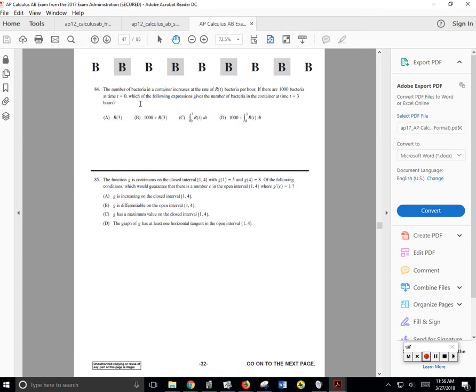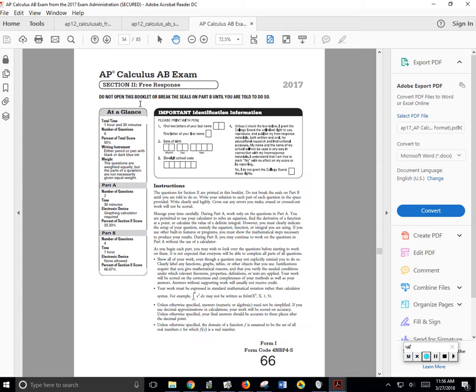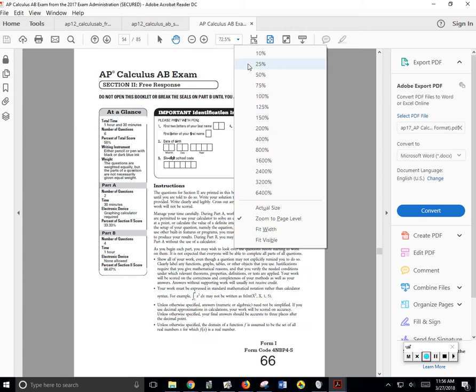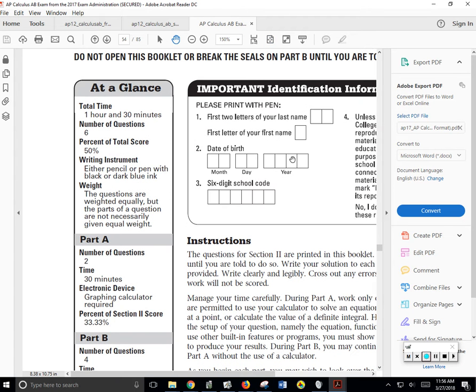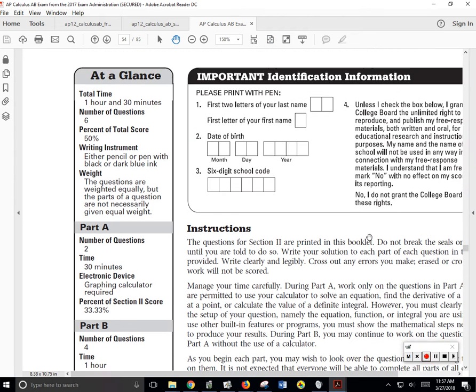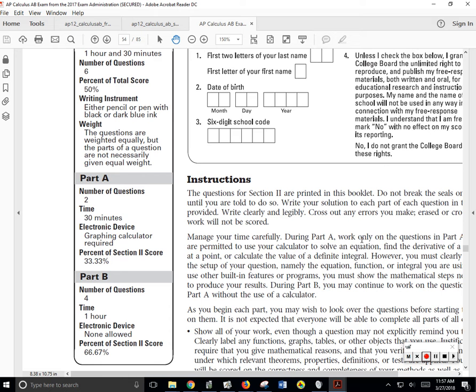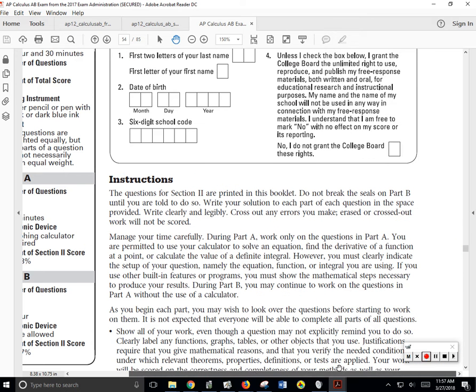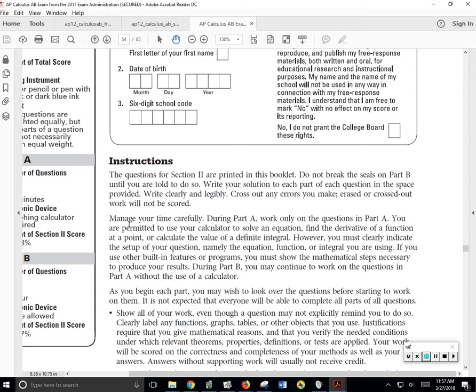Here's the calculator multiple choice. Here are the instructions for the free response. This is what I wanted to read in answer to Anna's question. So here's some key things. You are permitted to use your calculator to solve an equation, find the derivative of a function at a point. This answers Kersey's too, I think. You are permitted to use your calculator to solve an equation.